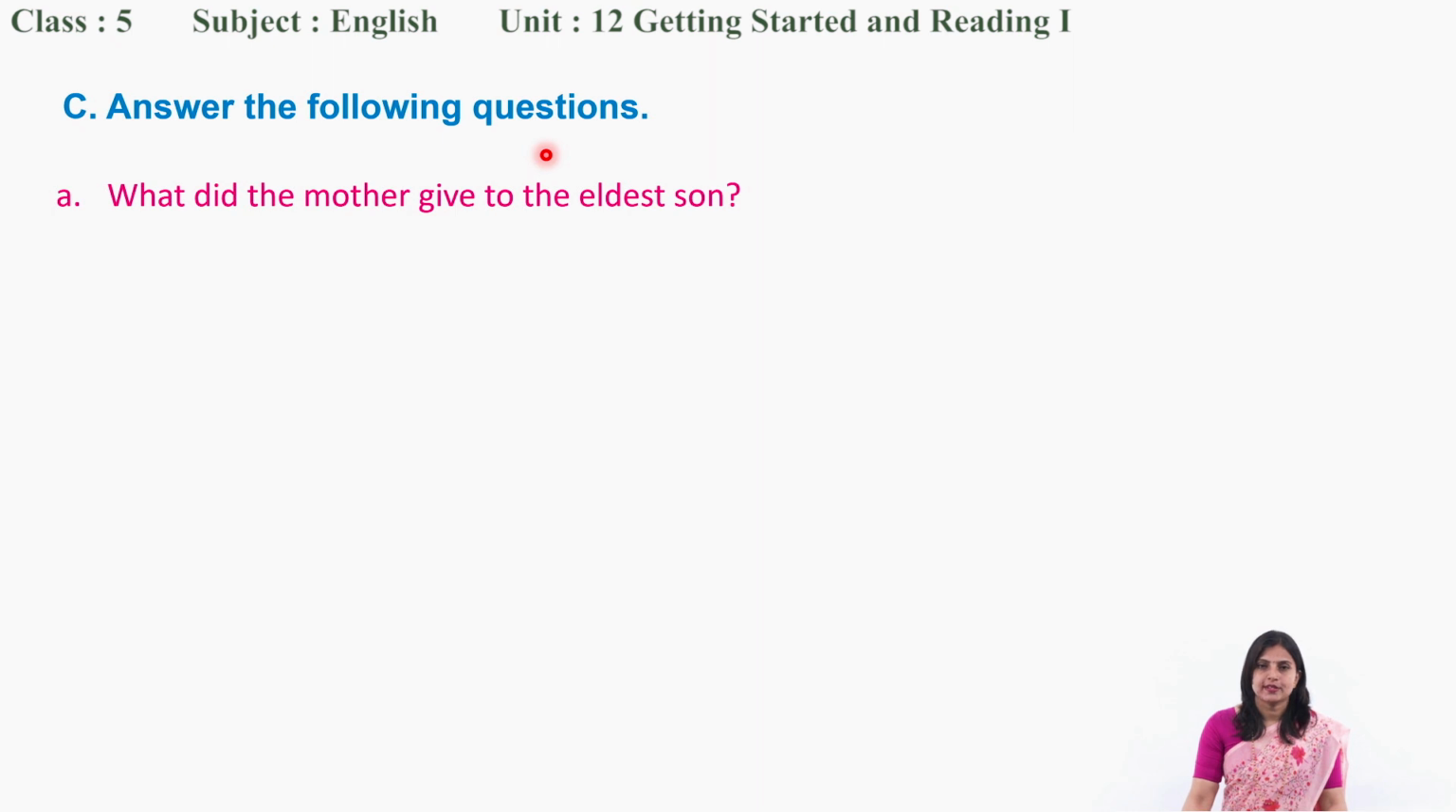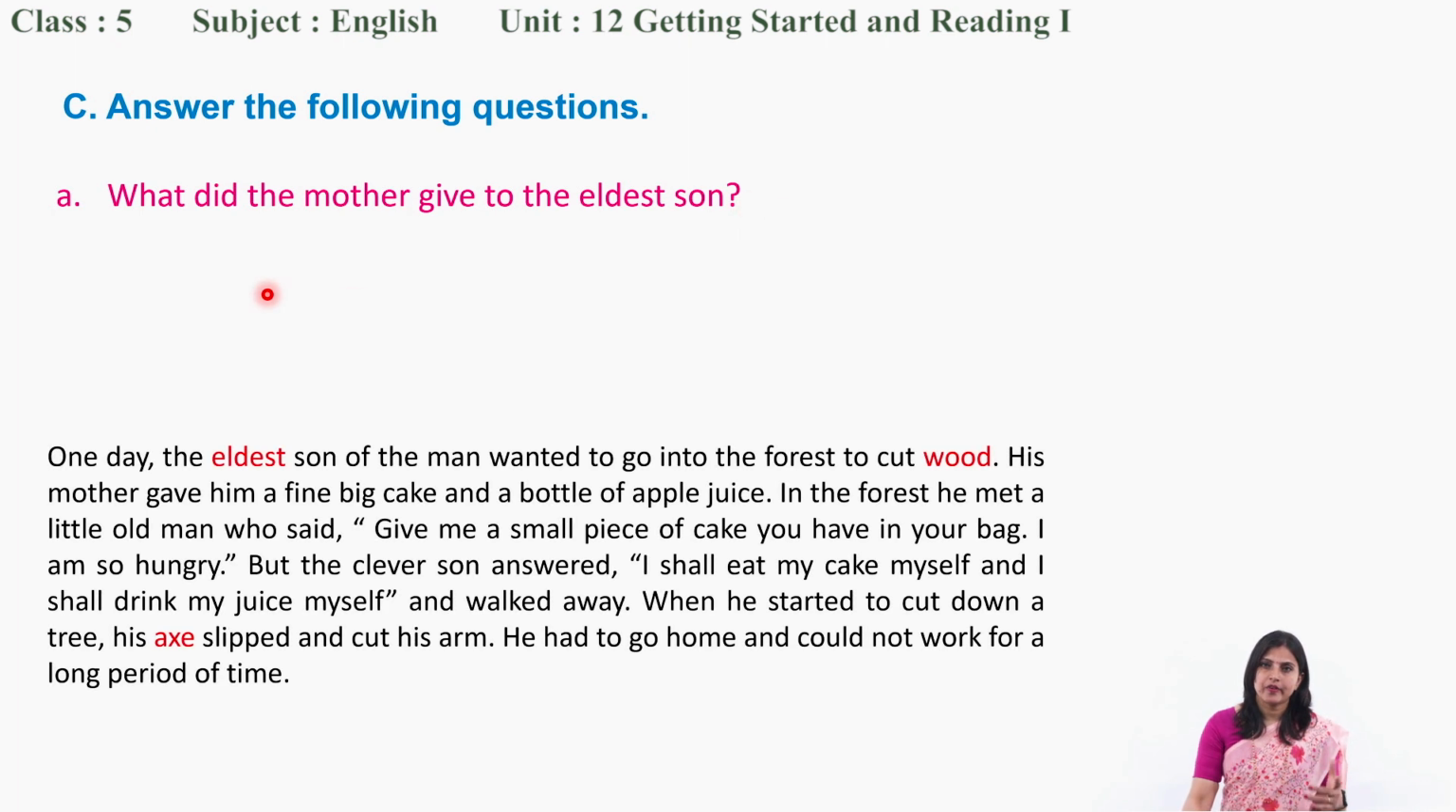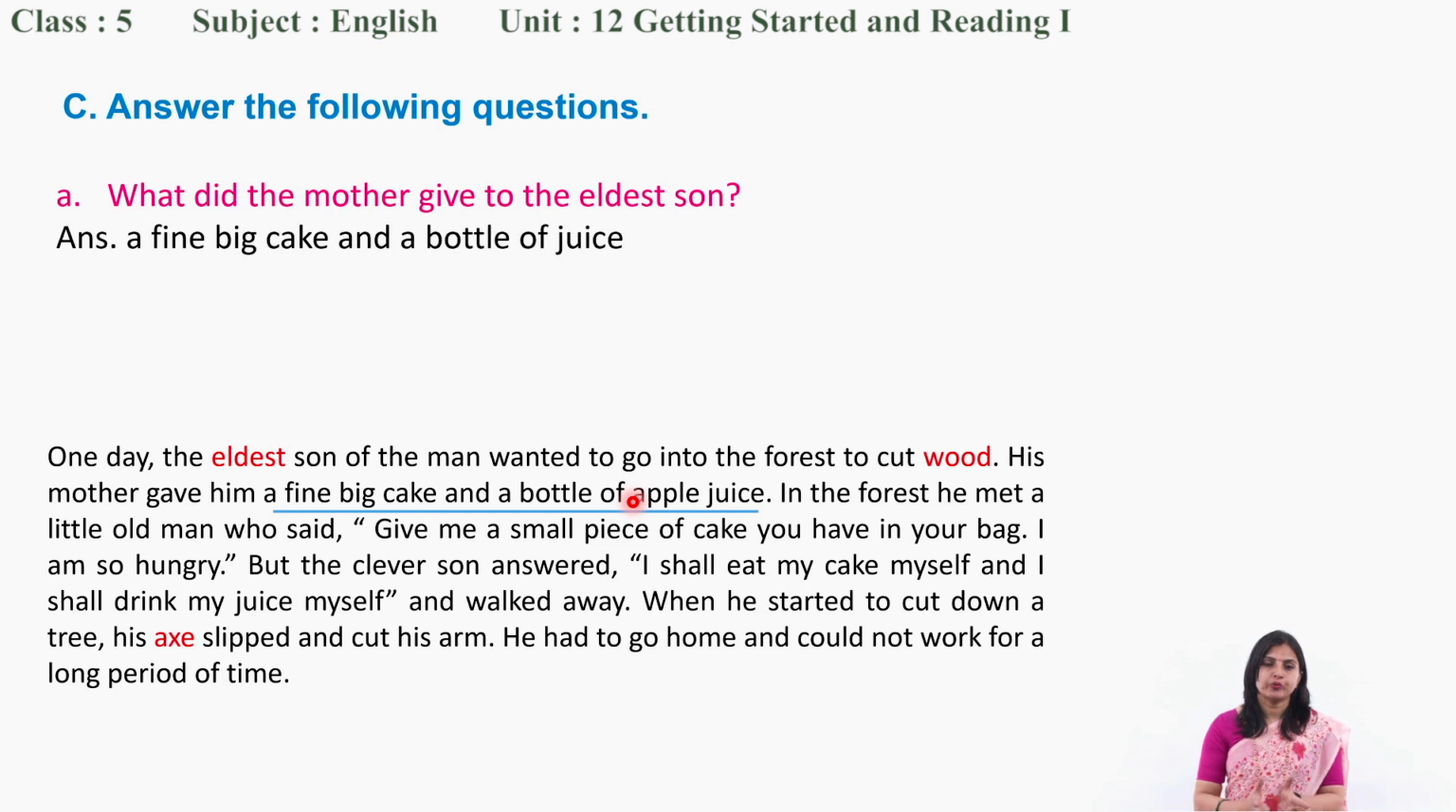Answer the following questions. So the first question is, what did the mother give to the eldest son? Quickly find the answer here. Tell me, what did the mother give to the eldest son? Exactly, yes. A fine big cake and a bottle of apple juice. So you have to write in a complete sentence, okay, my dear students? Like the mother gave a fine big cake and a bottle of juice to the eldest son. Write like this, okay, in your exercise book.